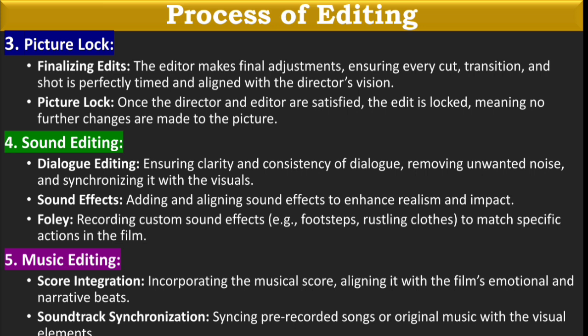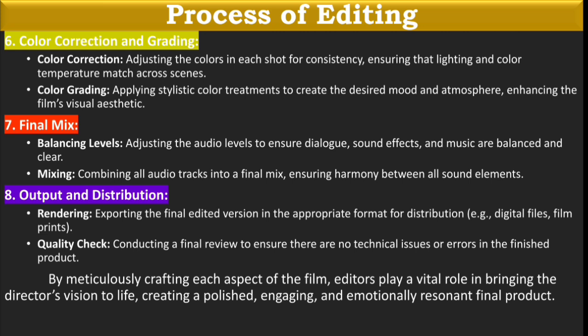Five, music editing. Score integration, incorporating the musical score, aligning it with the film's emotional and narrative beats. Soundtrack synchronization, syncing pre-recorded songs or original music with the visual elements. Six, color correction and grading. Color correction, adjusting the colors in each shot for consistency, ensuring that lighting and color temperature match across scenes. Color grading, applying stylistic color treatments to create the desired mood and atmosphere, enhancing the film's visual aesthetic.